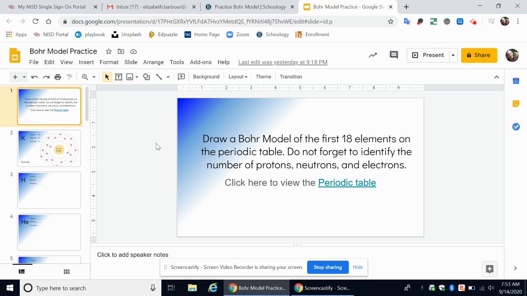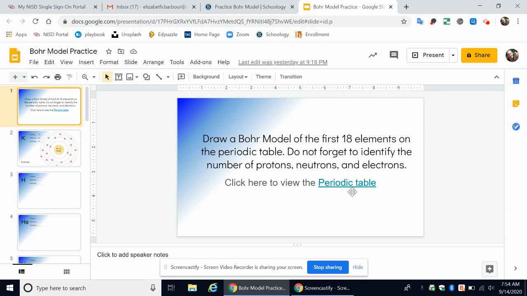Okay guys, so today you're going to be practicing how exactly you're going to make a Bohr model. This is a model of an atom that you can make based off of the information that you would gather from the periodic table. So for this assignment, you are going to have to do it for the first 18 elements off of the periodic table. And do not forget to identify those protons, neutrons, and electrons and how many exactly are in each element.